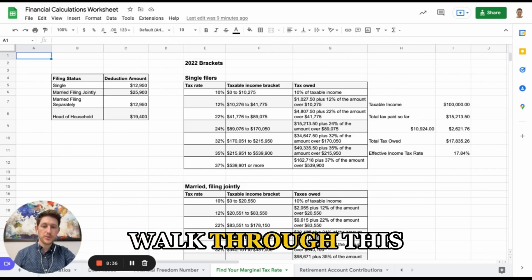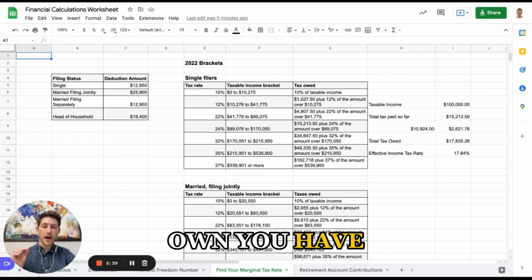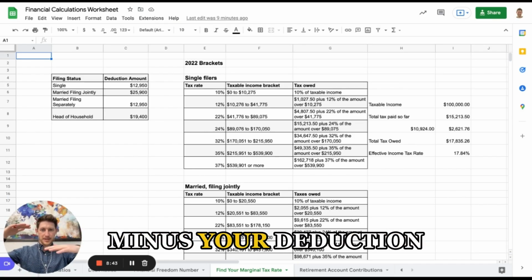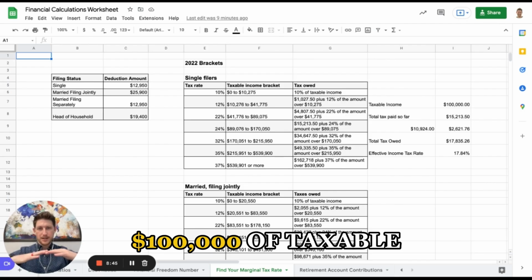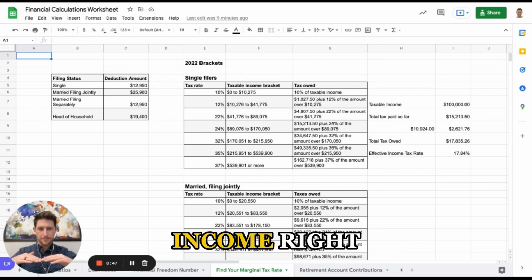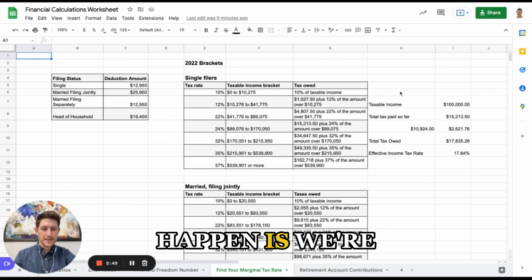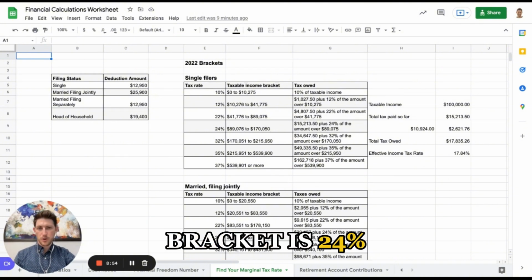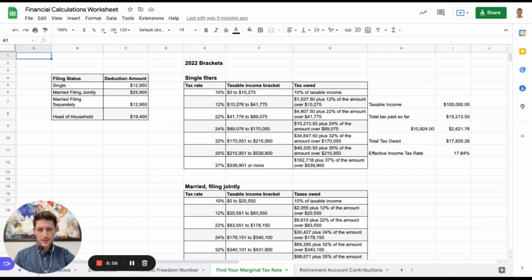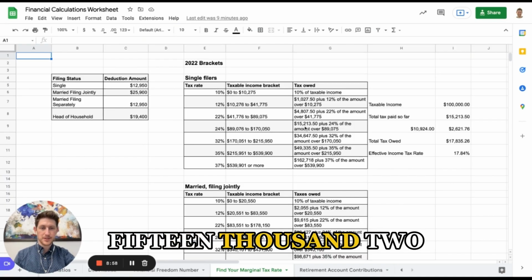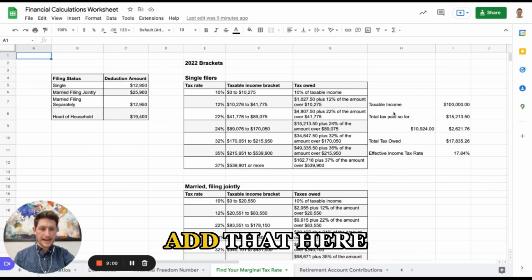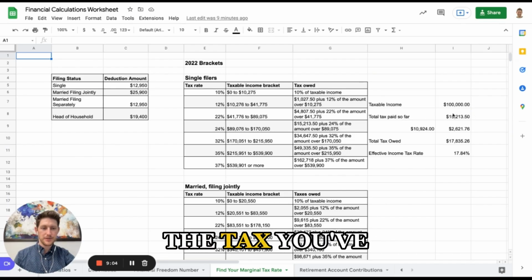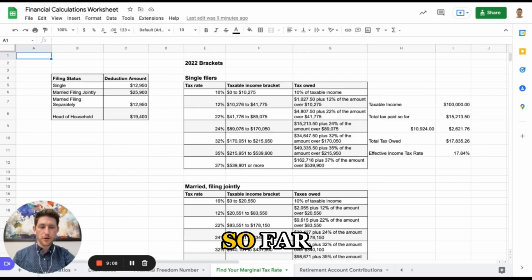Okay, so let's walk through this example. Let's say you have $100,000 of taxable income. So this is adjusted gross income minus your deduction, and you're at $100,000 of taxable income, right? So your marginal tax bracket is 24%. That's your marginal tax rate. Up to this point, you have paid $15,213.50. So we're going to add that here. That's the tax you owe so far.